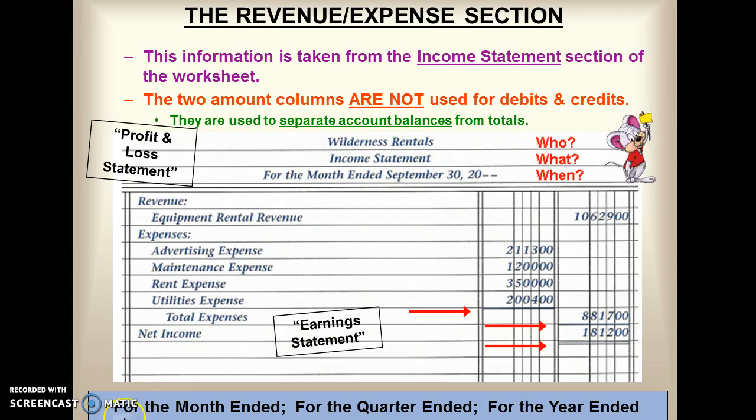We can also have, if you look now on the bottom, it doesn't have to be just for the month ended, it could be for the quarter ended or the fiscal year ended. It all is based on your particular company, and these are just different names. The income statement's also called the earnings statement and the profit and loss statement.